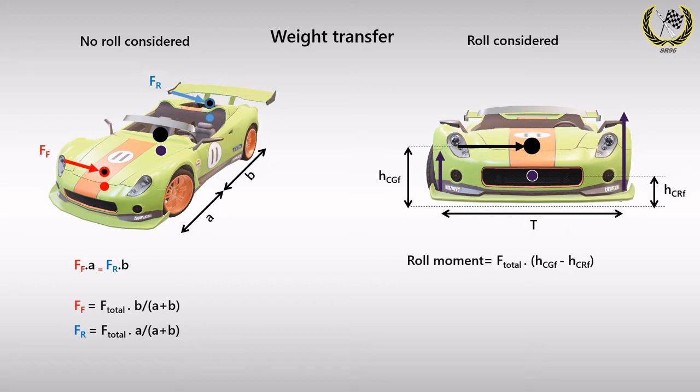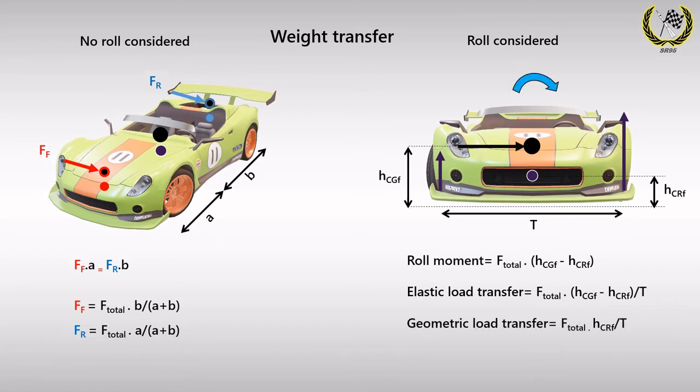Now, there are two types of load transfer occurring here. The first one is elastic load transfer, which is the inertial moment divided by the track width of the vehicle. The second type of load transfer is that which occurs due to the change in the geometry. And this is basically because the roll center is not stationary and also rolls above the contact patch of the outer tire, thereby resulting in this equation here.